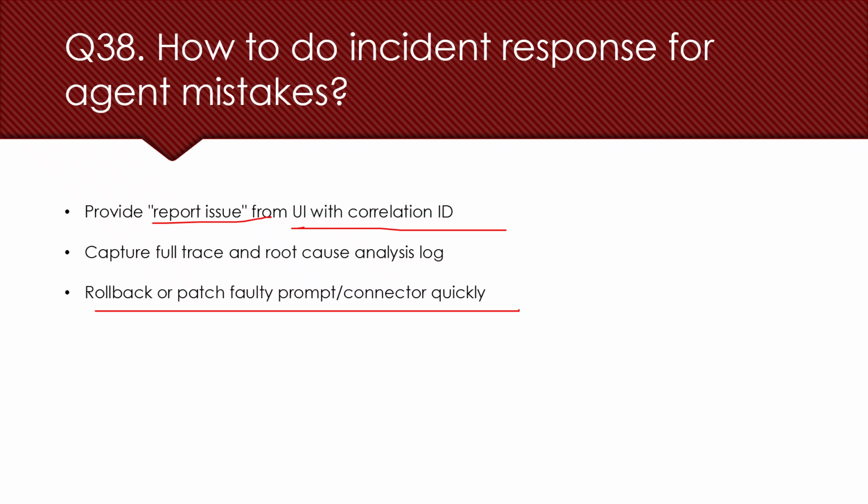So if we have the option to report an issue when there is a faulty output by the agent, we can report the issue with the correlation ID so that root cause analysis can be done. In that way, we can have the full trace of the issue, which will help with root cause analysis. And also we can have an option for rollback or patching faulty prompts and connectors quickly.